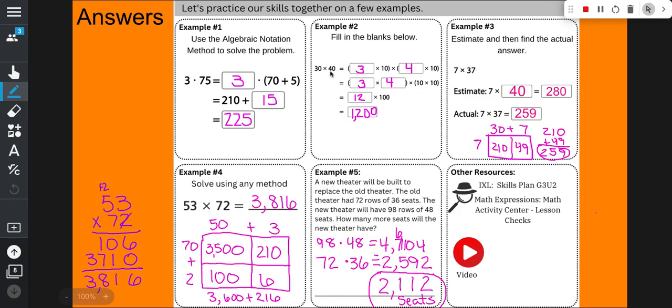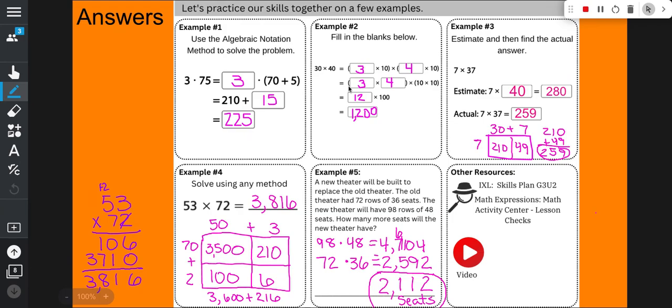My next one, I'm expanding out the numbers in a different sense. I have 30 times 40. I'm going to separate the 3 and the 10 from each other. That makes 30. So 3 times 10 gets 30. And then on the other side, 4 times 10 gets me 40.